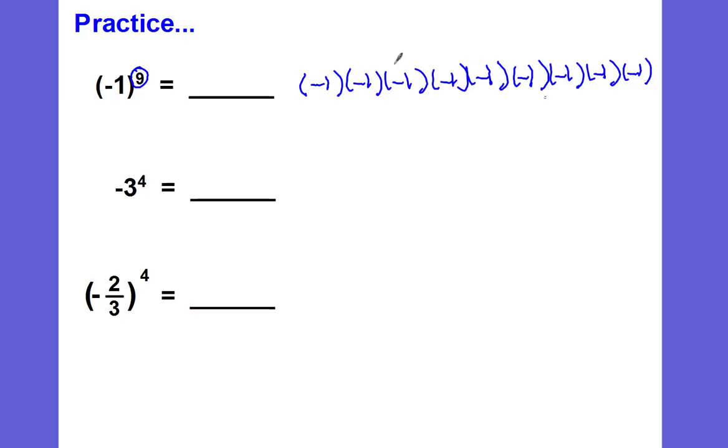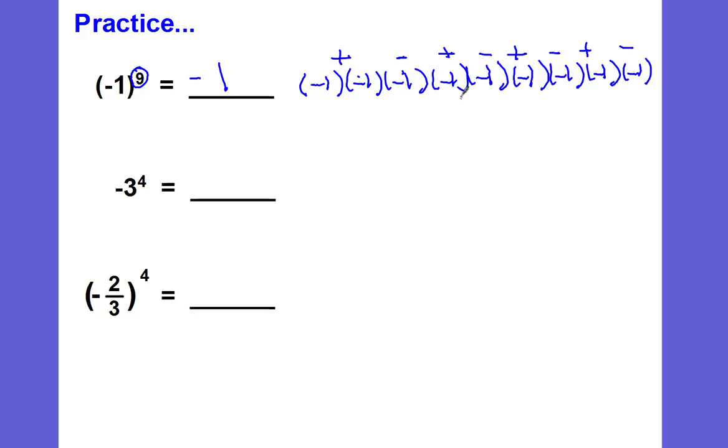Of course, we know 1 times itself, however many times, is going to equal 1. So it really comes down to, is this a positive or a negative 1? A negative times a negative will give us a positive, and a positive times a negative gives us a negative. Times a negative is a positive. Times a negative is a negative. Times a negative is a positive. Times a negative is a negative. Times a negative is a positive. Times a negative is a negative. So it is a negative 1.